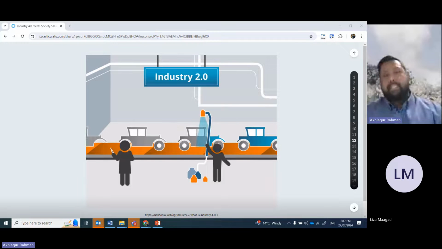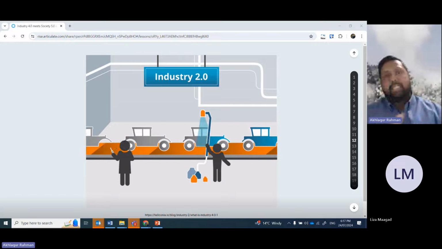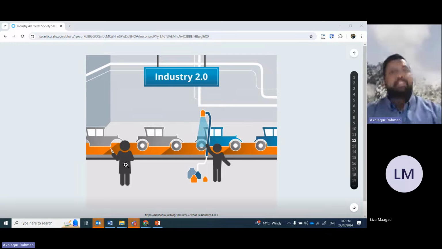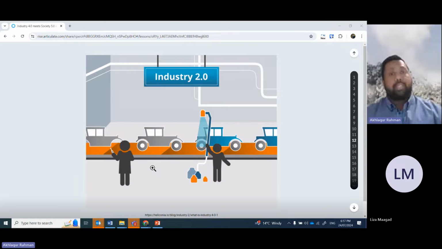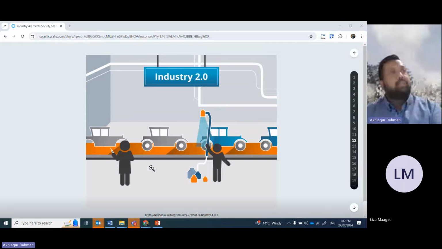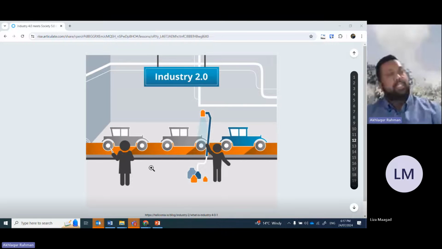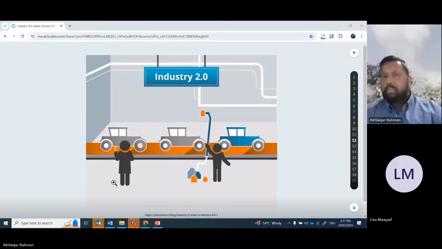So batch assembly basically meant that you can manufacture products in an assembly line because electricity allowed you to run that. And that meant you could now do mass production. That changed a lot of the way the industry was running. And that was the second industrial revolution.